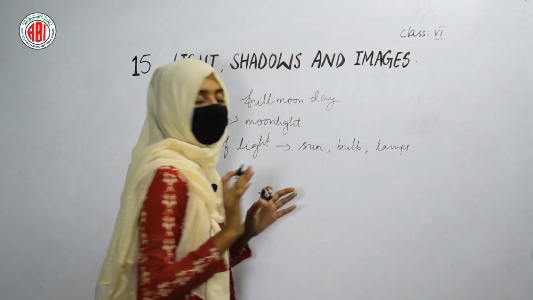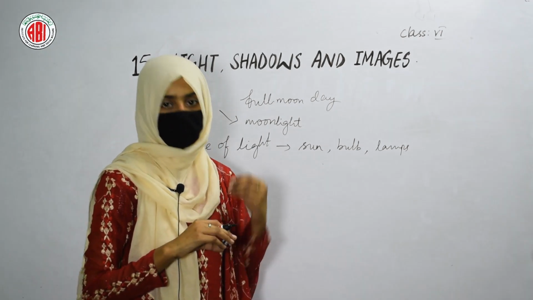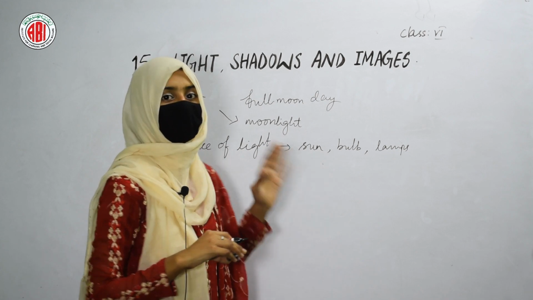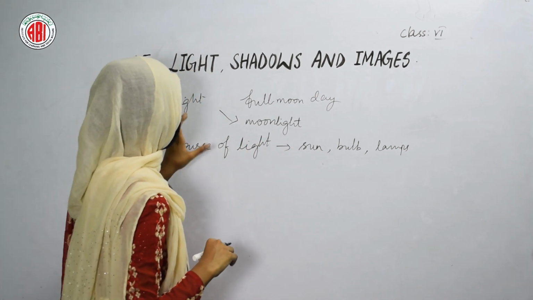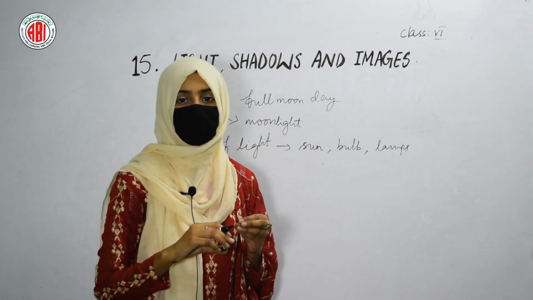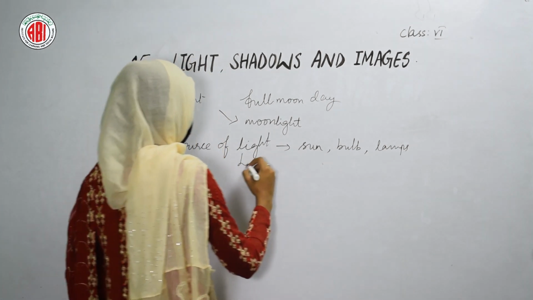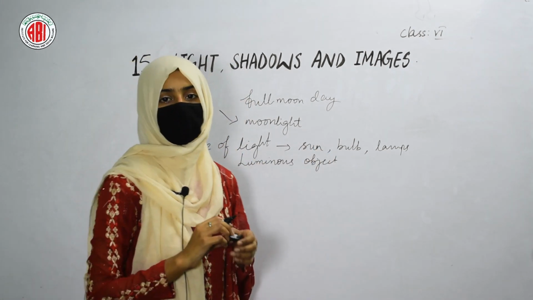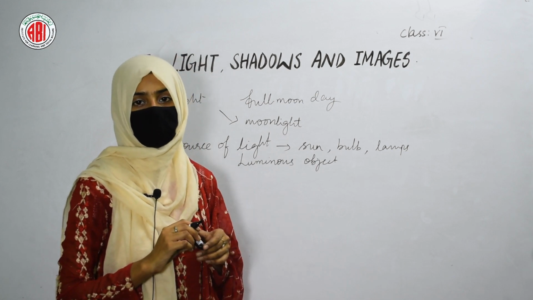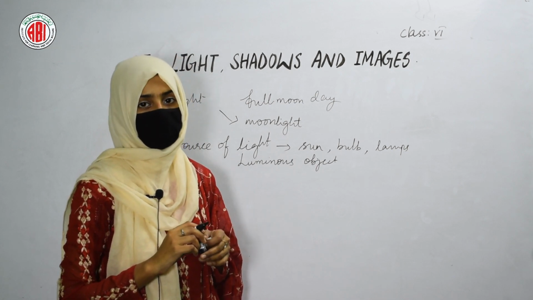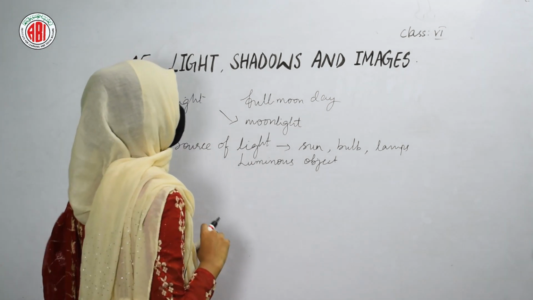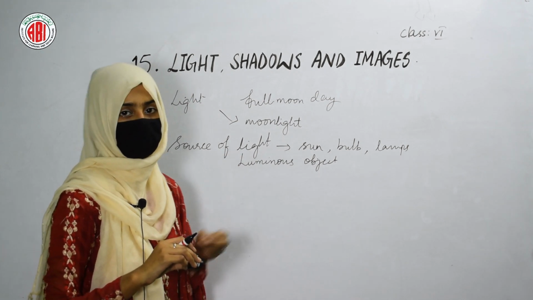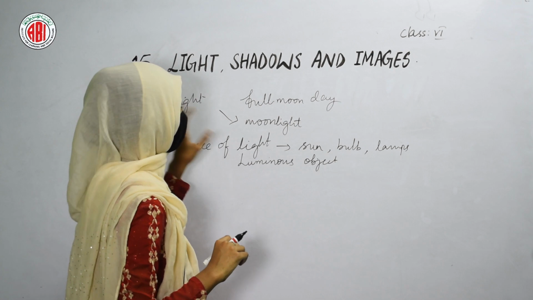So the different objects that burn or glow to make you see the objects are called sources of light. And the objects which give light are also called luminous objects. Luminous objects are the objects that impart light so that the different materials that are present in our surrounding, we can see with our naked eyes. So in this way, whatever objects burn or glow that helps us to see the different objects are called sources of light.